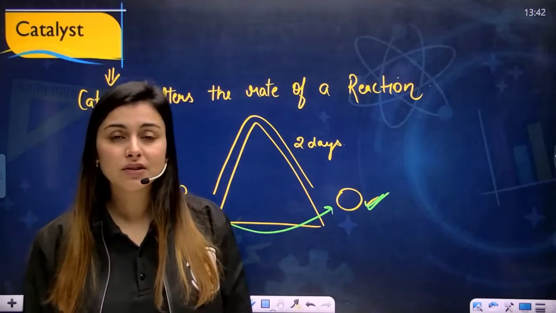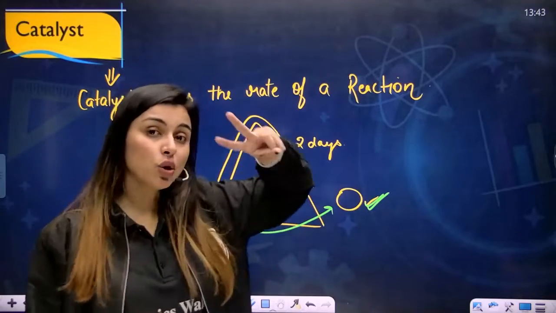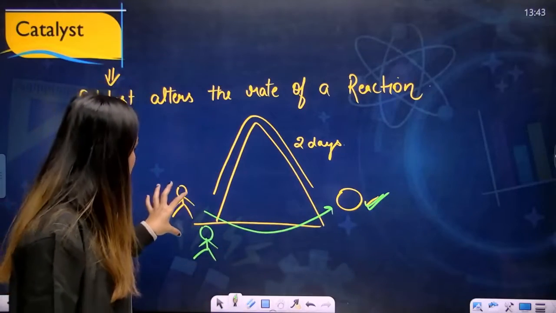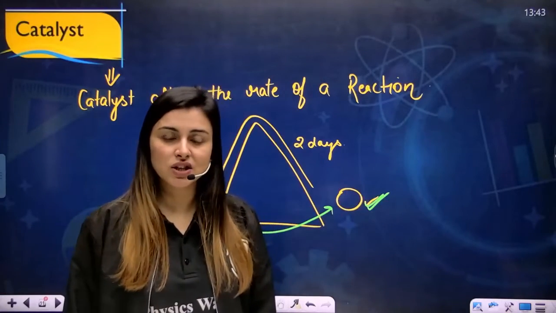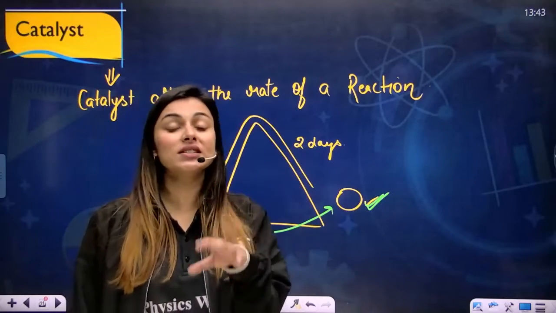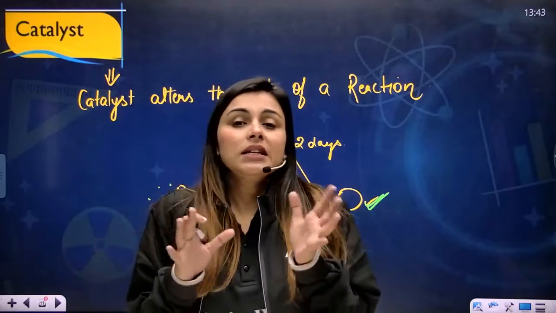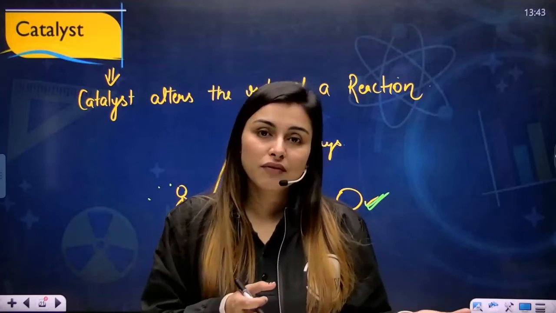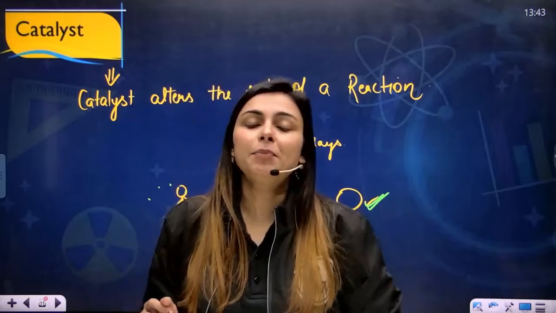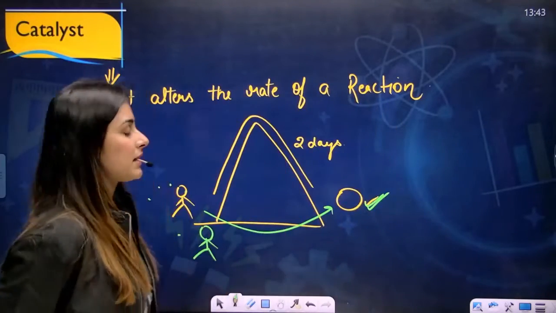So what happened, my dear students? The time, which was 2 days, had just reduced to 2 hours. Does your initial or your final destination change? No, it hasn't changed. Your initial and final destinations are the same, just the path is different. The same way, my dear students, a catalyst doesn't change the initial or the final states of a reaction. It only provides you with an alternate path to reach the destination a little faster. And this is the role of a catalyst.